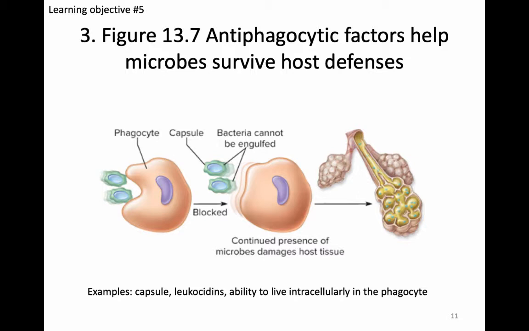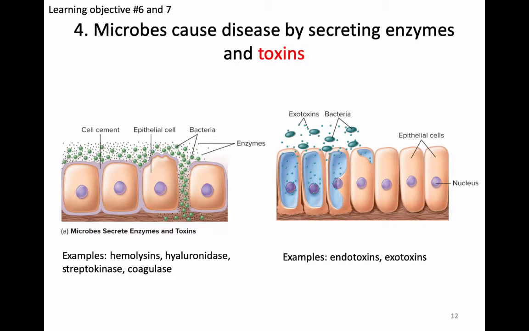Other factors that can help a microbe to survive the phagocyte, which are called antiphagocytic factors, in addition to having a capsule, are leukocidins, which are molecules that microbes can release that destroy phagocytes, or some microbes can survive inside the phagocyte. So although they are engulfed by the phagocyte and normally would be destroyed, they're able to survive in the phagocyte and remain there to establish infection.